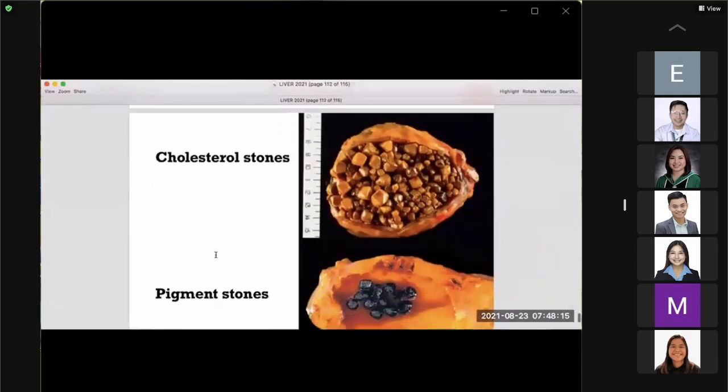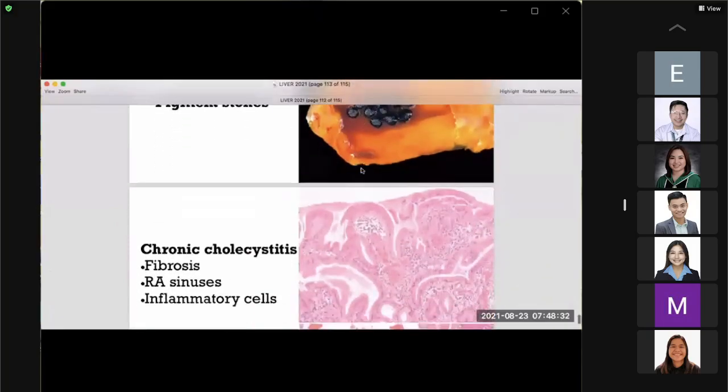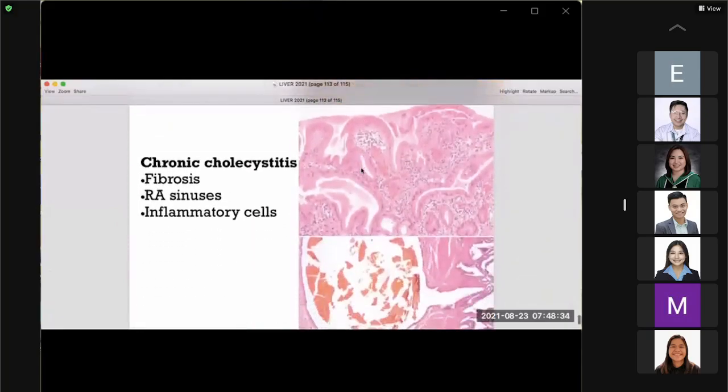Okay, so these are just examples of cholelithiasis, massive at that. These are cholesterol stones. Okay, and then we have the pigment stones here. Okay, it can be just a single stone or several or as many as this one. So regarding chronic cholecystitis, there are three features that we can observe here.